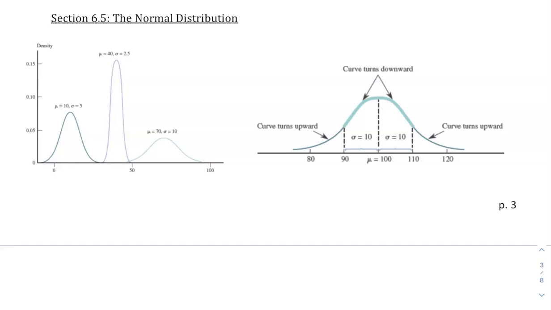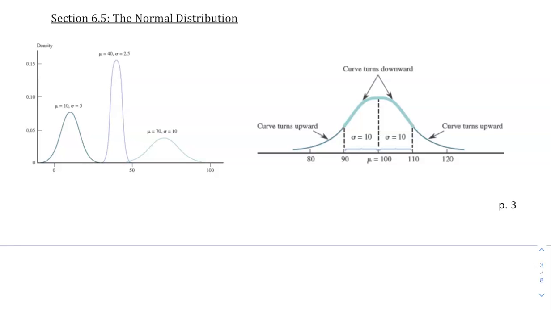Now we get to look at the normal distribution. This distribution is incredibly important for the inference that we're going to do for the rest of this course. So we want to make sure that we understand how to calculate probabilities from a normally distributed random variable. The normal distribution has a few really special properties.